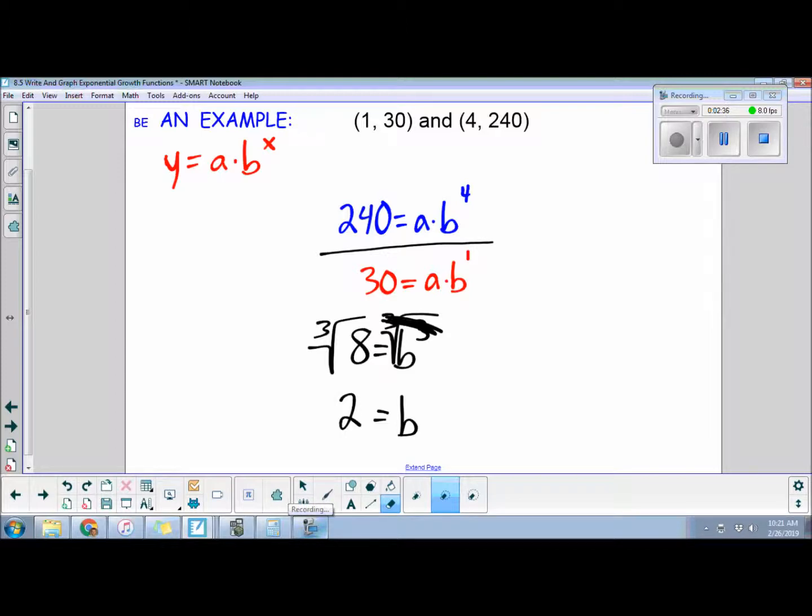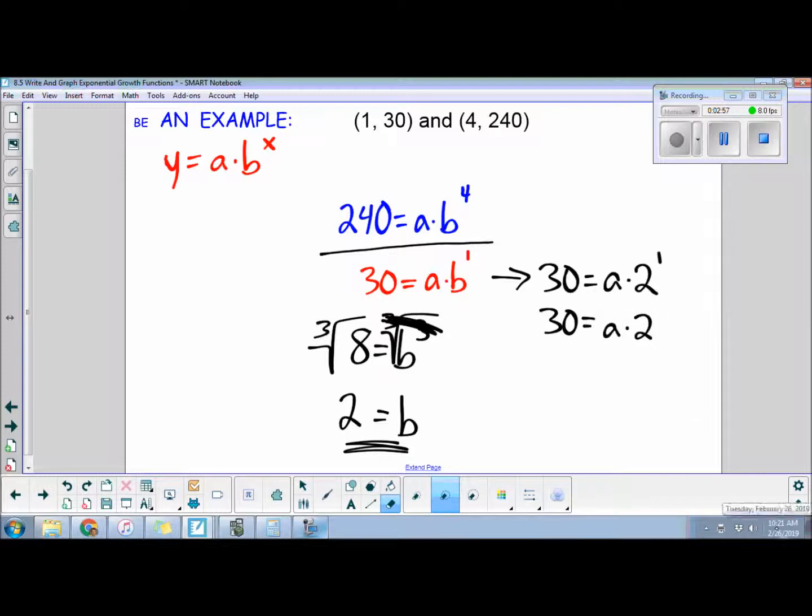At this time, I can go ahead and pick either of these equations to plug in. I'm going to pick the one with smaller numbers. I'm going to use 30 equals a times, plug in the b value of 2 to the power 1. All right, that gives me 30 equals a times 2 to the first, which is 2. And when I divide by 2, my a value is 15.